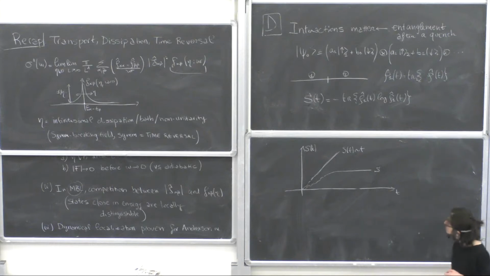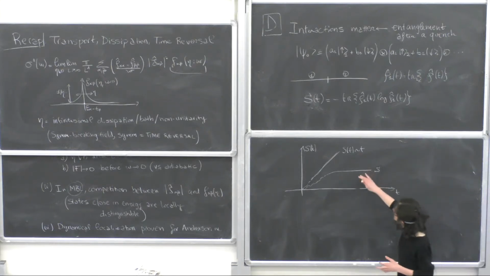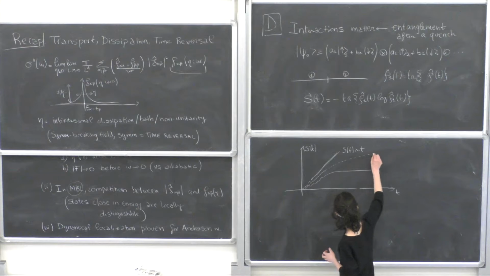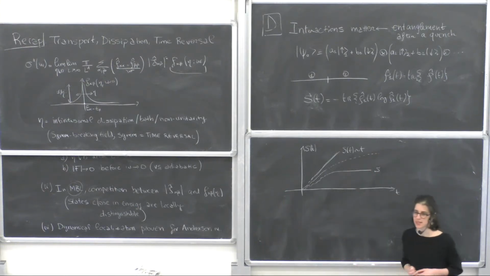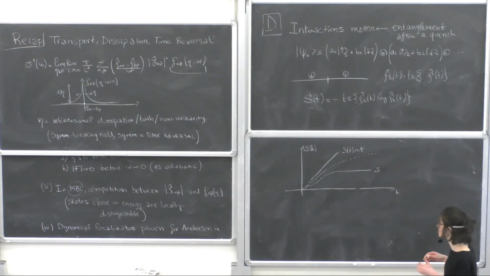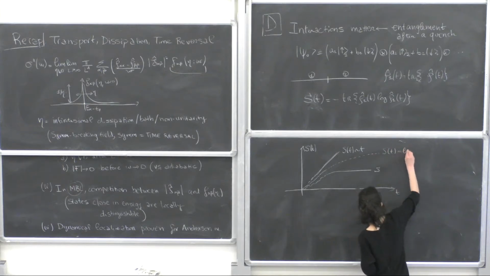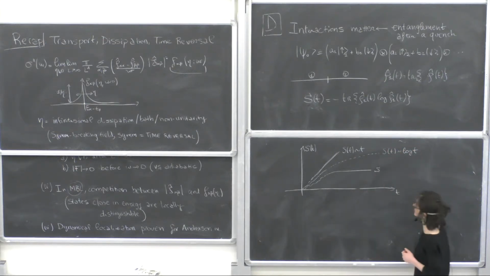Now, what happens in MBL is that your behavior is a bit in between these two. So you still have a transient, and then you have a growth in time, which is still unbounded, but which is quite slow, in the sense that it goes only logarithmically in time.